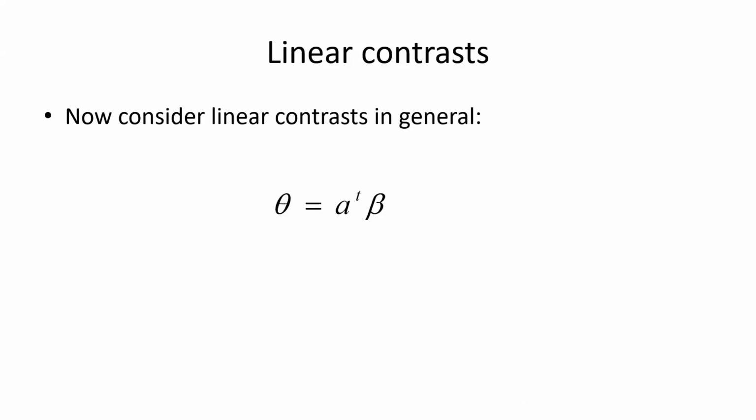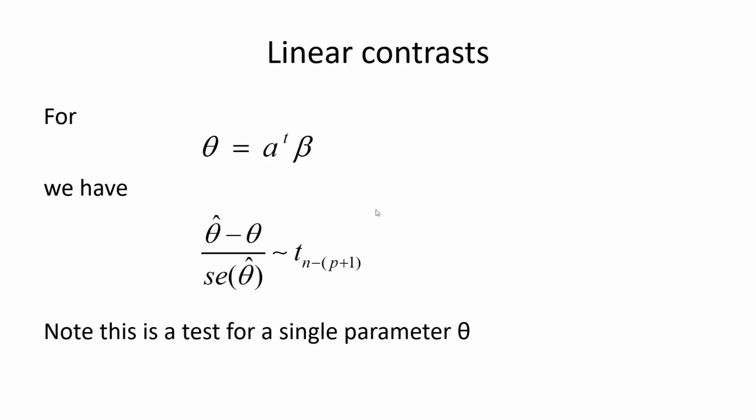In the last segment, we talked about one specific contrast, the difference between beta 1 and beta 2. Now we're talking about contrasts in general. So we have a linear function of the betas here. A is a vector with the same number of entries as beta, of course, so p plus 1. And so the new statistic that we want to make inference about is then the product A transpose beta.